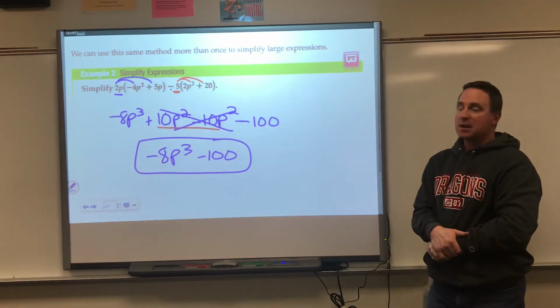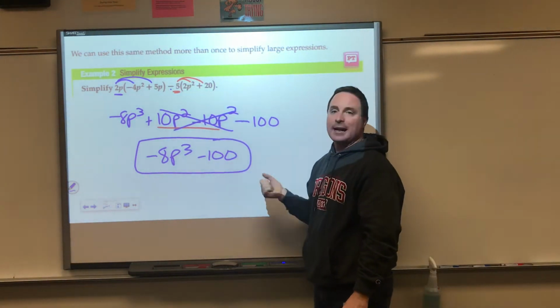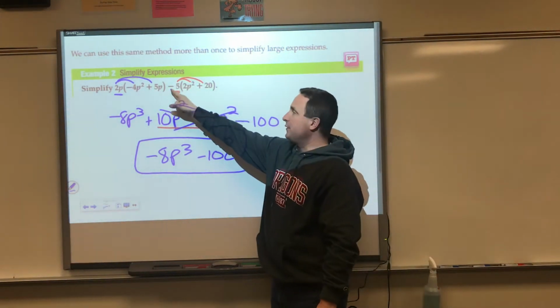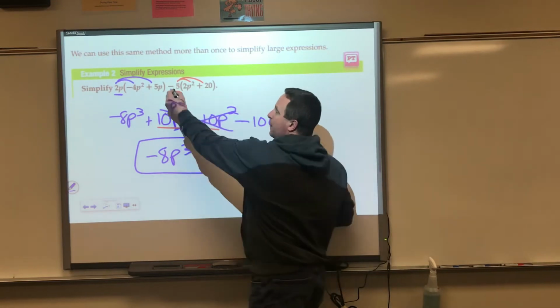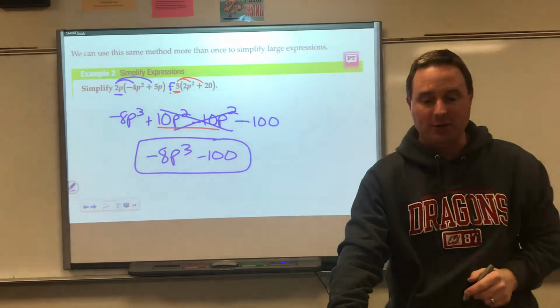Very nice. So it doesn't make any difference how many different polynomials we're going to multiply and add and subtract. But if there's a minus sign in there, remember, that makes that 5 become a negative 5, and you can certainly switch it to a change.